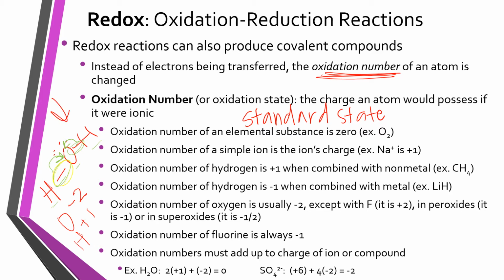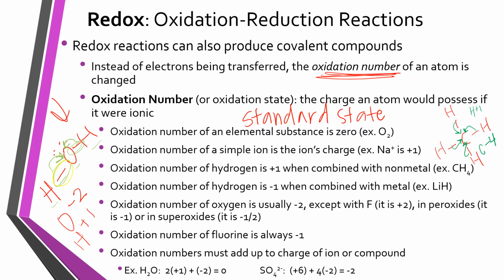So if we look at this example, methane, CH4, carbon is the more electronegative atom. So carbon would be the one that actually won out and got all the electrons. So in this case, hydrogen is going to be +1, and carbon would actually be -4.